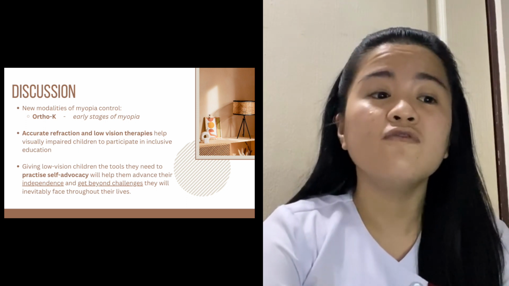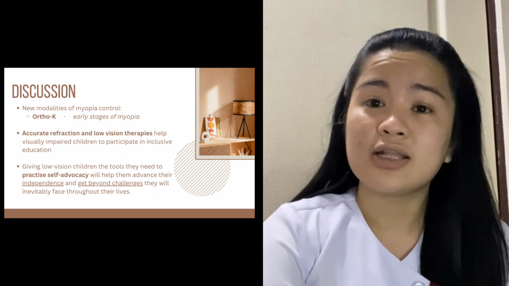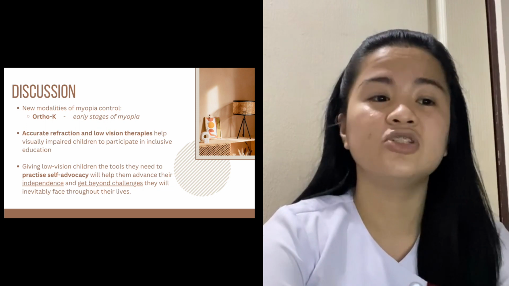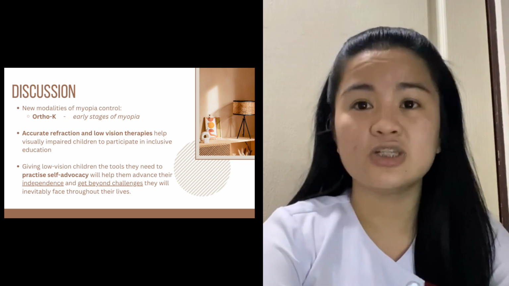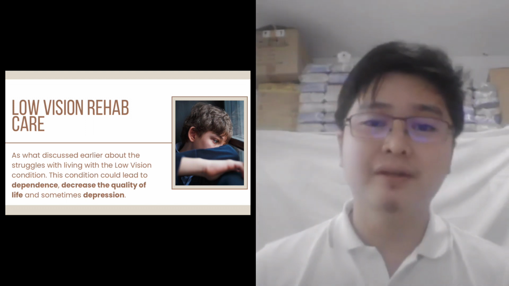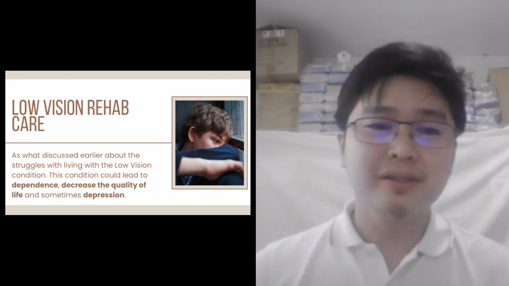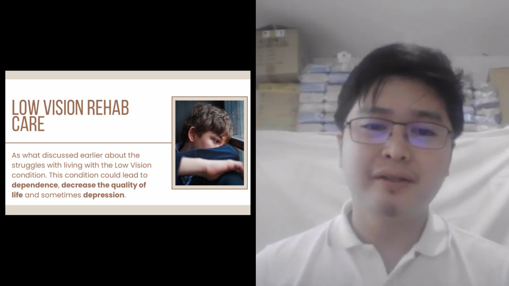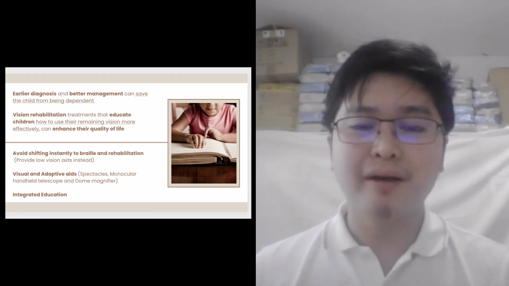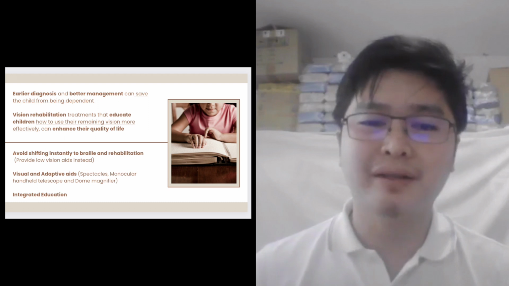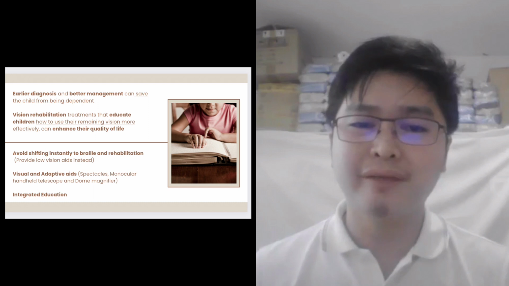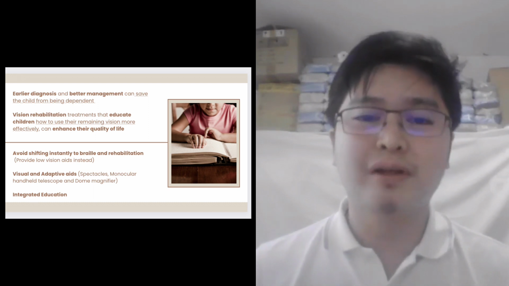Also, giving them the low vision tools they need and teaching them to practice self-advocacy will help them advance their independence and get beyond challenges they will inevitably face throughout their life. As discussed earlier about the struggles of living with a low vision condition, this condition could lead to dependence, decreased quality of life, and sometimes depression. Early diagnosis and better management can save the child from being dependent. Vision rehabilitation treatments that educate children how to use their remaining vision more effectively can enhance their quality of life.